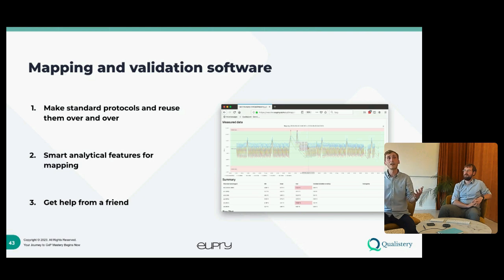There are some super smart analytical features for mapping that will speed up the process and enable you very fast to get these insights even before you end the mapping, then restart it because you know what the problem is already, because you have live data available. And then the last big thing here is get help from a friend. And that's really the reason why Chris and Jakob are here, because you can all hear the experience just floating out of these guys. And that's what they can offer you.